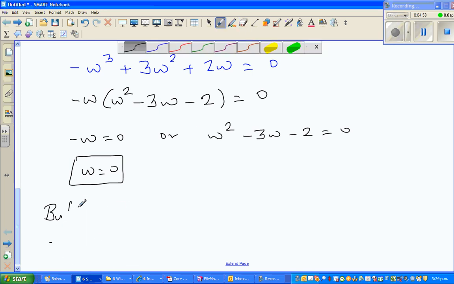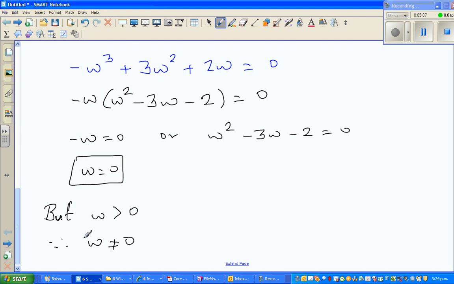W should be greater than 0, therefore W is not equal to 0. So you will get the real W from here. Now you can use your quadratic formula, or you can also use your calculator. I'll do this without using a calculator, by a method called completing the square. So I'm going to write this like this: W squared minus 3W is equal to 2.